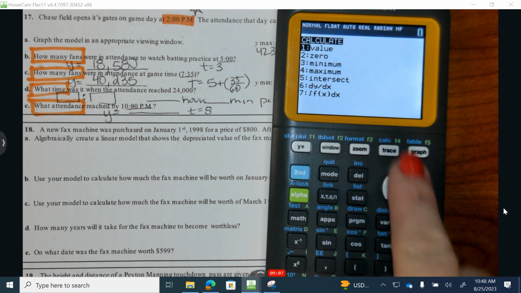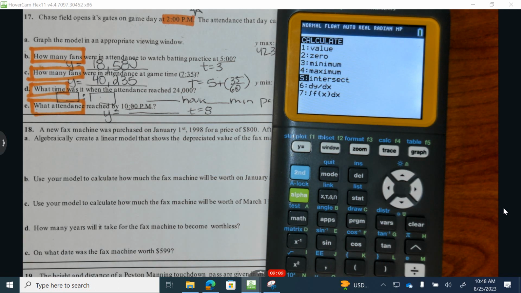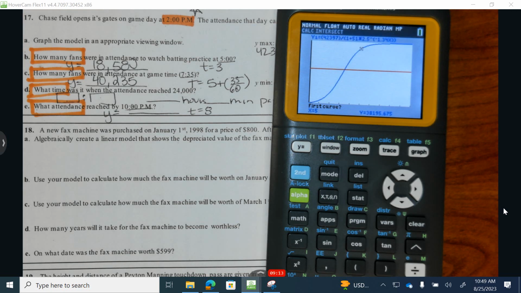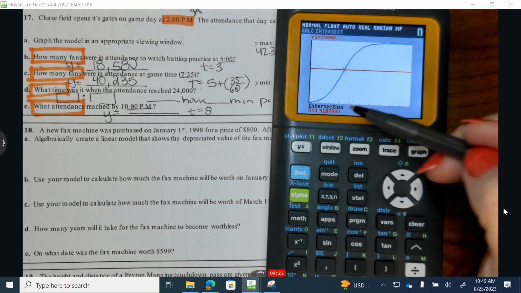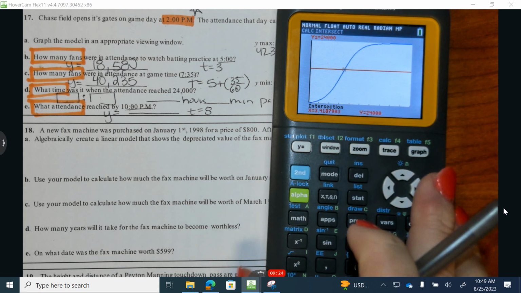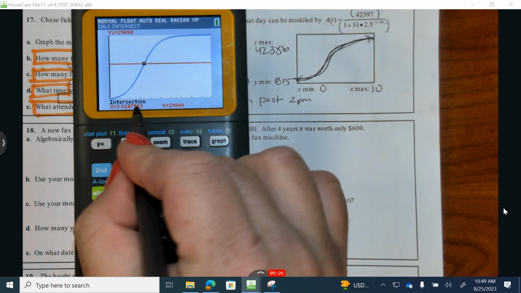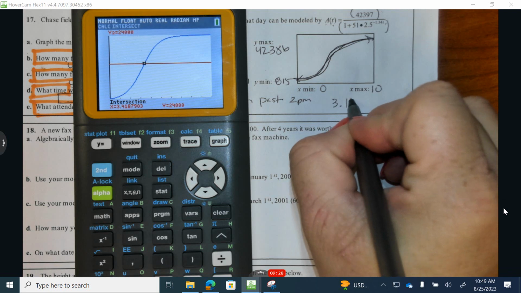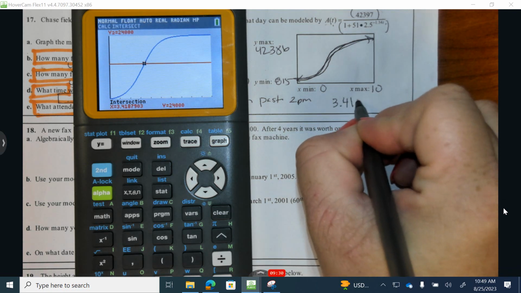So let's go second, trace, intersect. And because there is only 2 lines, it's pretty simple. I could get to hit enter 3 times. Can you please raise your hand if you have the exact same answer that I have? Hands up high. Okay, I want you to write this down exactly somewhere off to the side. So off to the side, I'm writing down this amount. And we're going to talk about what does that really mean in a second.